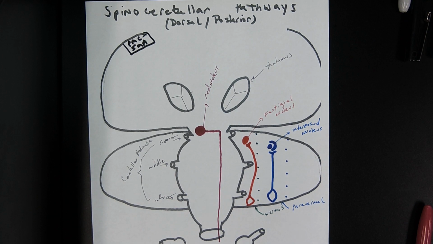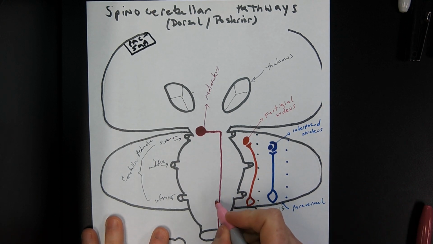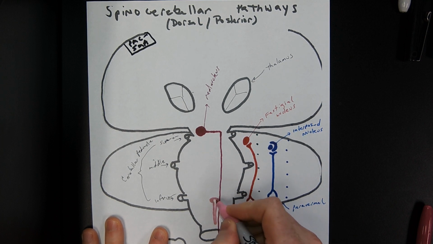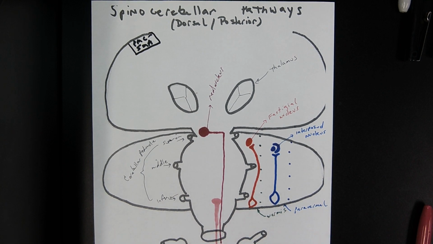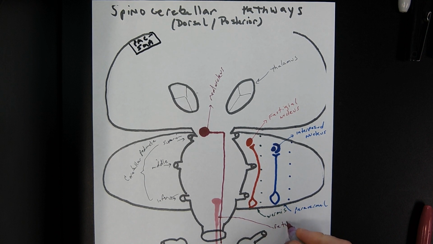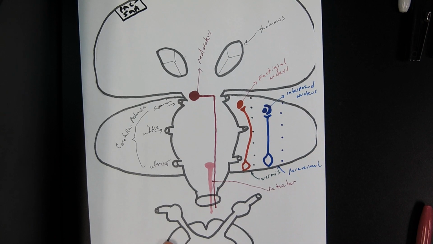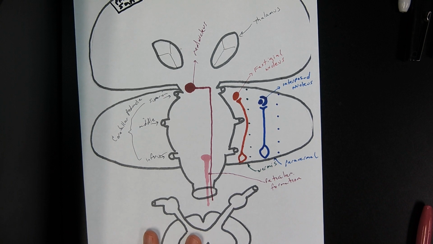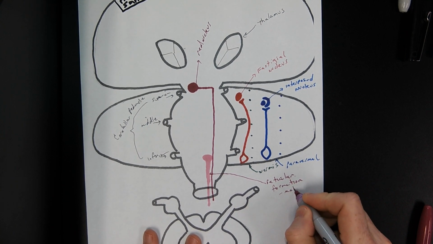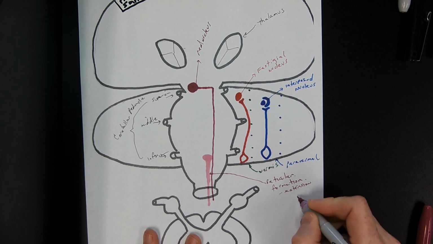And then we also have this diffuse collection of neuronal cell bodies here in the medulla that we talked about previously as being responsible for wakefulness or awareness. And that has its own name. That's the reticular formation. Remember that the reticular formation is going to be associated with extension. Think postural extension.